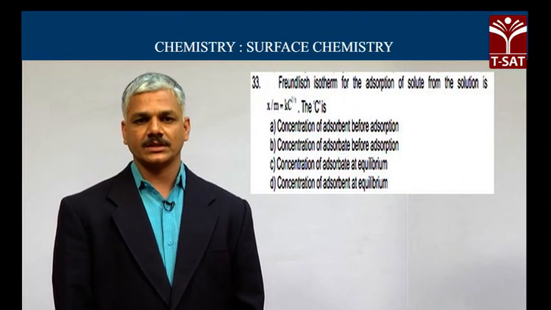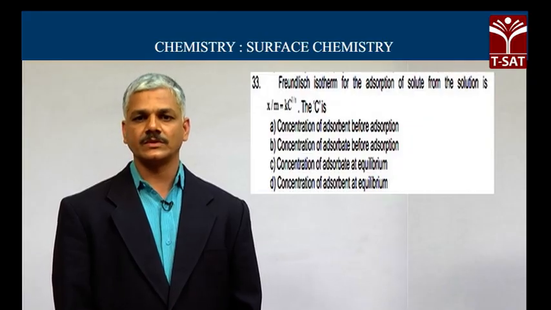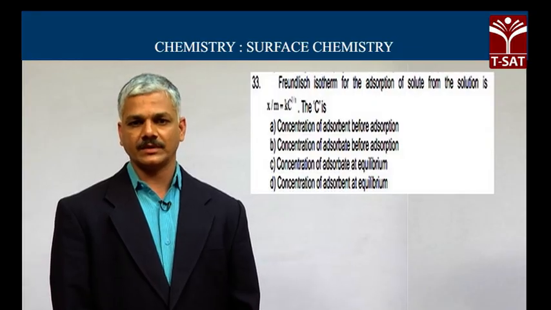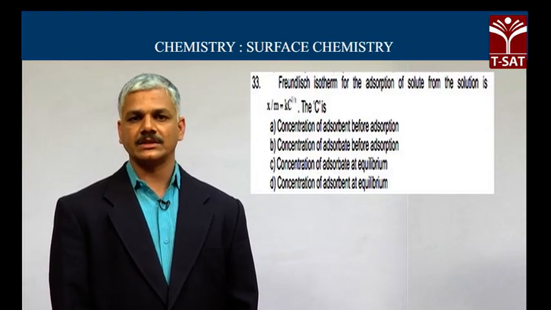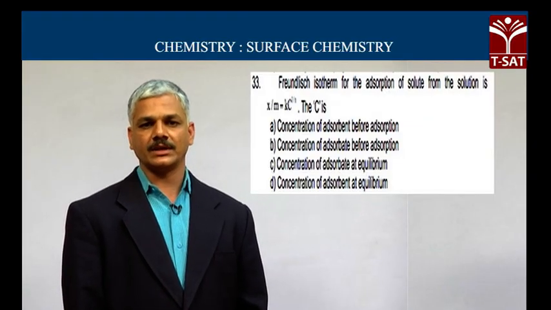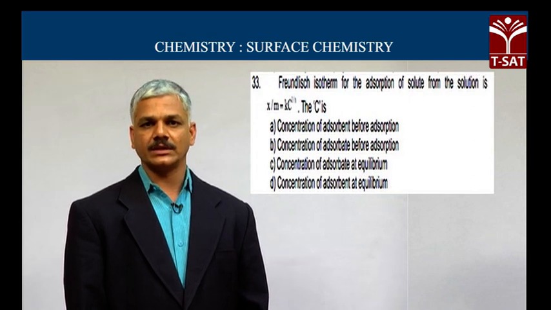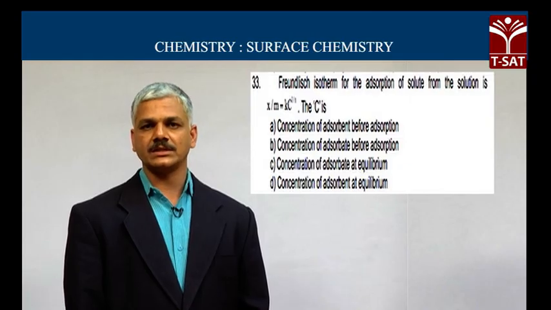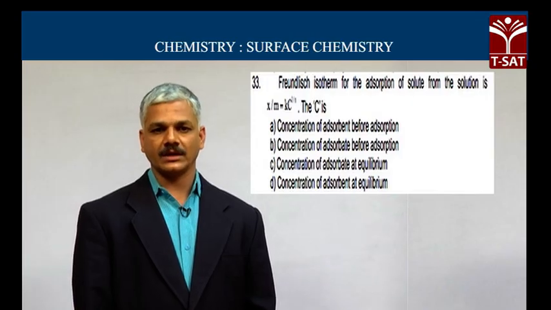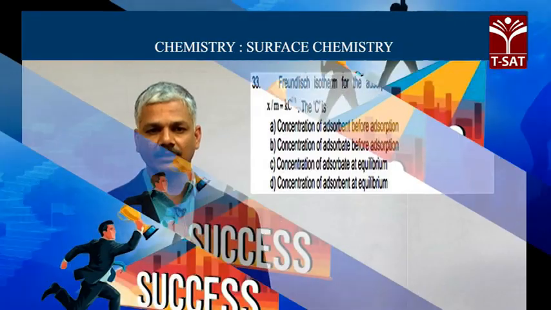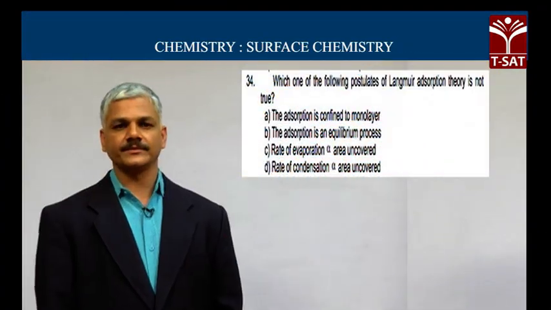33. Freundlich isotherm for the adsorption of solute from the solution is x by m is equal to Kc power 1 by n. The term C refers to. Given options are A. Concentration of adsorbent before adsorption, concentration of adsorbate before adsorption, concentration of adsorbate at equilibrium, concentration of adsorbent at equilibrium. Correct option is C. Concentration of adsorbate at equilibrium.